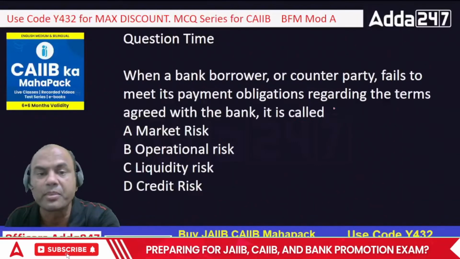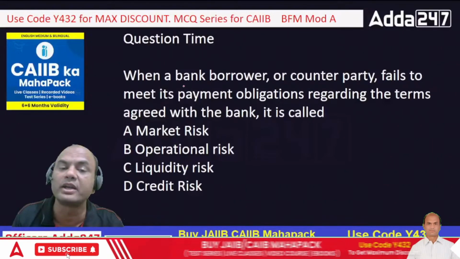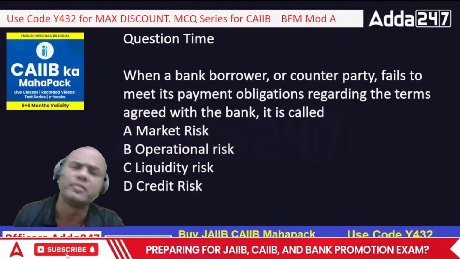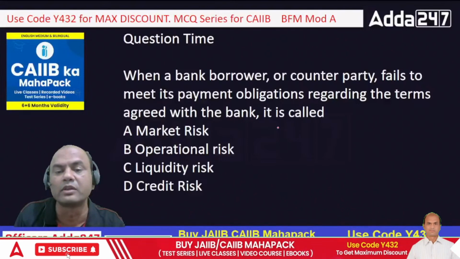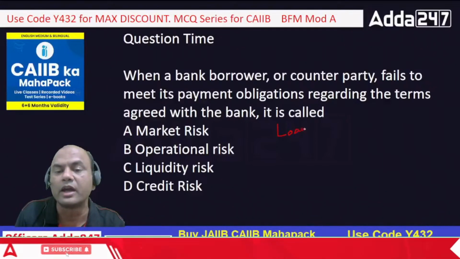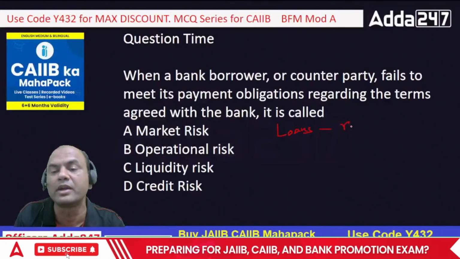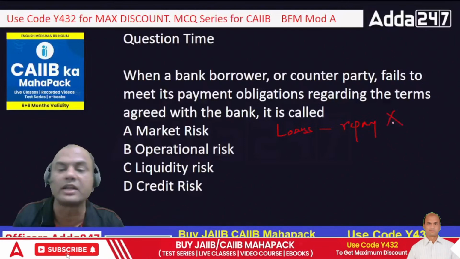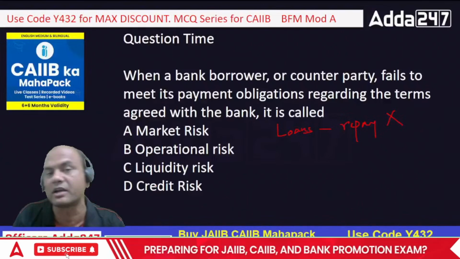When a bank borrower or counterparty fails to meet its obligations regarding the terms agreed with the bank, it is called as what? See this, if there is a customer of your bank, you have given a loan, and now that customer doesn't have money to repay the loan, repayment is in problem, no repayment. So that is called which type of risk? Market, operational, liquidity or credit?